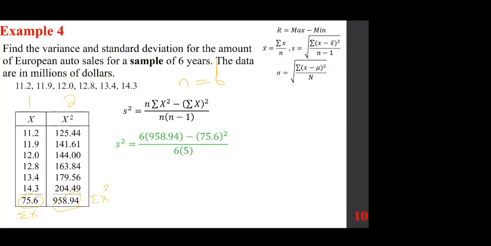To calculate s, all we have to do is take a root. So the standard deviation is 1.13 in millions of dollars, $1.13 million. We looked at the calculation of standard deviation and variance for a few cases, with a small sample size on purpose.